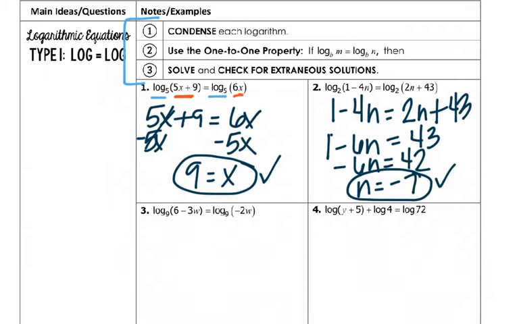Go ahead and do number 3. Pause your video, and then when you unpause it, you can check your solution. Don't forget to check for extraneous solutions.